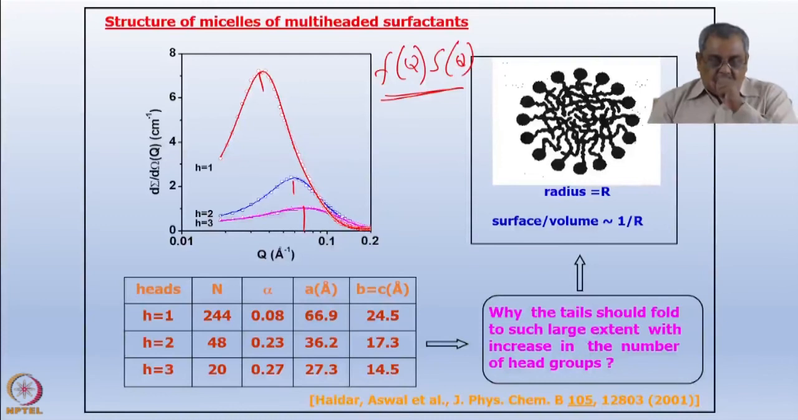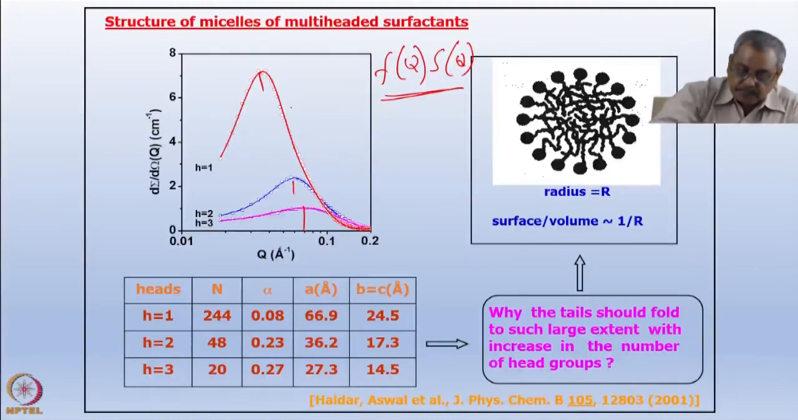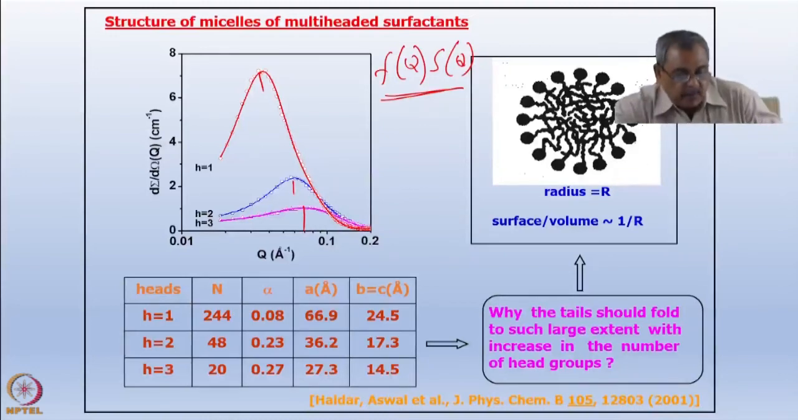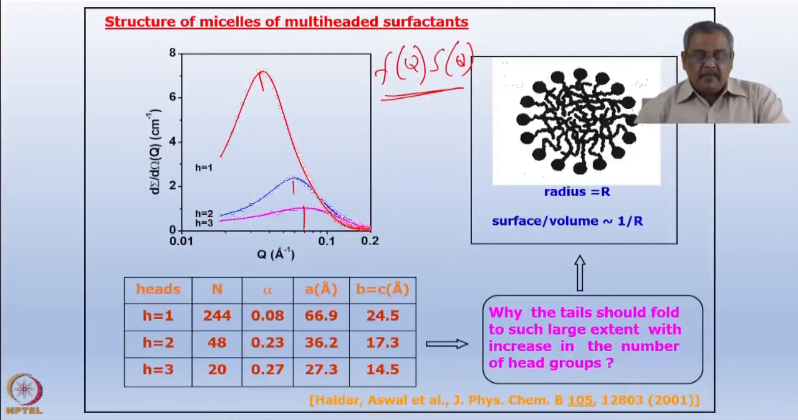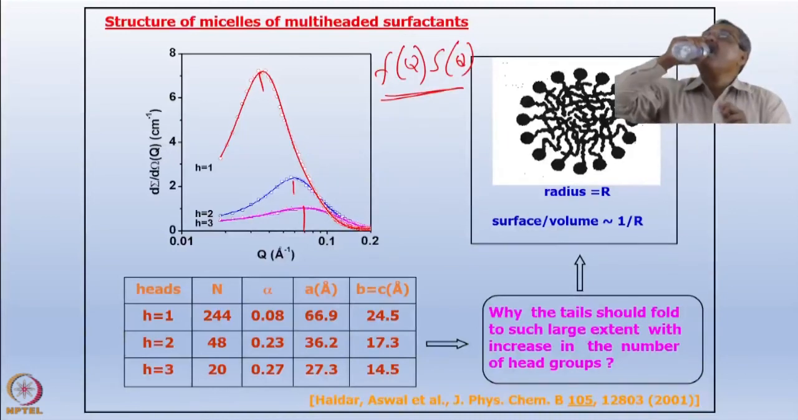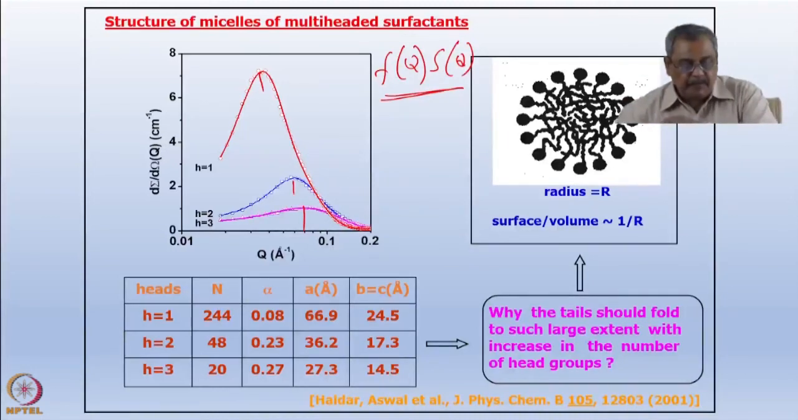Also, by fitting this slope, we can find out the number of coordination of such surfactants in a micelle. Under the assumption this is a prolate spheroid, we find that for 1, the coordination number is 244. For 2, the coordination number is 48, as I mentioned to you earlier. And for 3, the coordination number is 20.